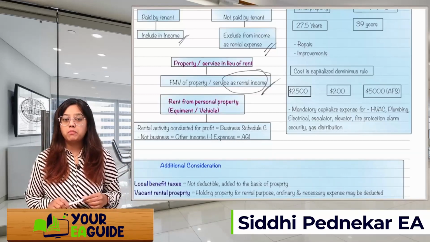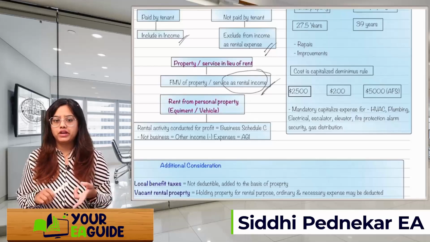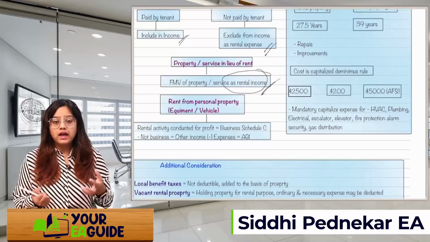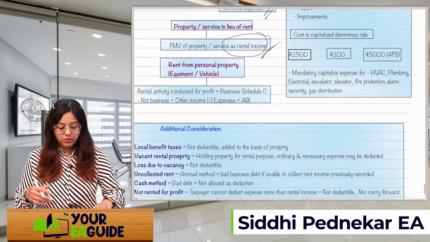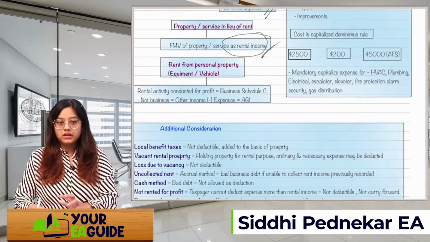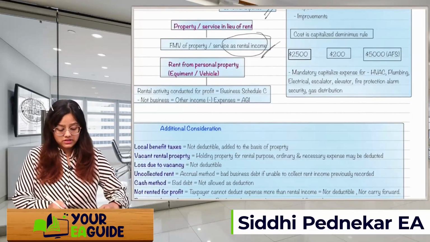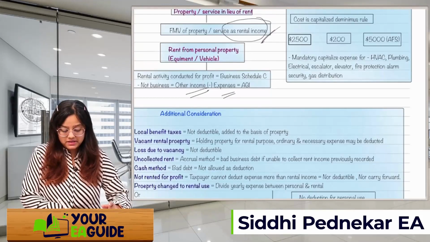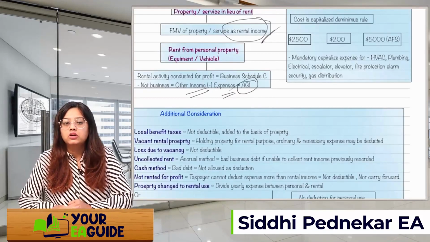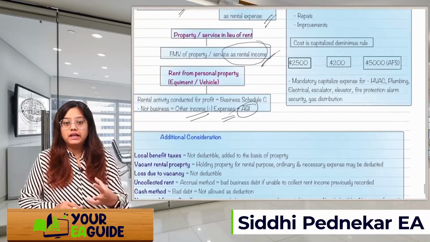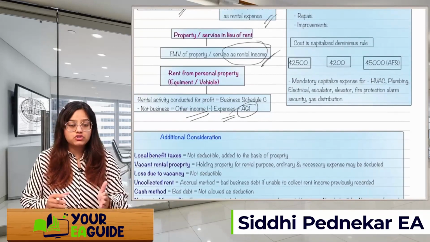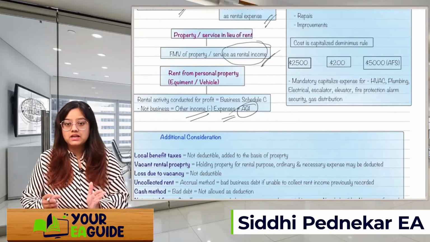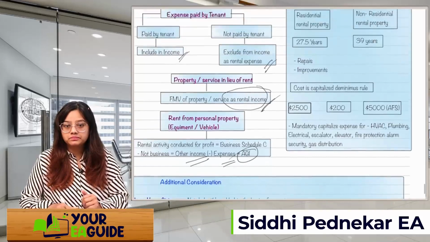Then rent from personal property, if it's equipment or a vehicle that you're renting. If the rental activity is conducted for profit, then go to Schedule C. If not for business, then just take other income minus expense in the AGI. If your main business is only renting personal property like equipment or vehicles, you will show it in the business Schedule C.